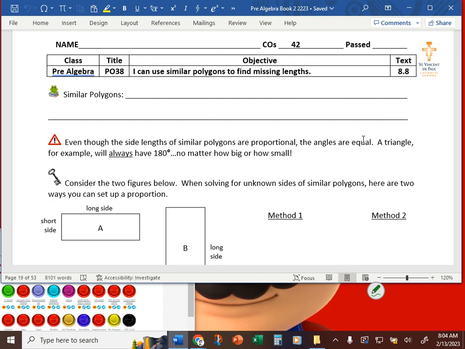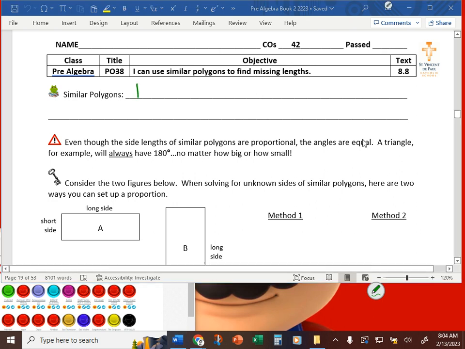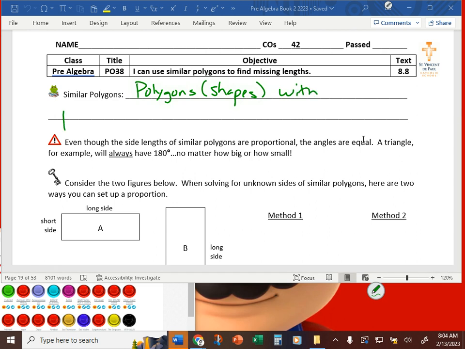Similar polygons are polygons, which are essentially shapes, right? I'll put in parentheses shapes here, with proportional sides. Proportional sides. So it's kind of like a scale drawing of a shape, okay? Polygons, shapes with proportional sides. So of course, we're going to be setting up some proportions with this, right?